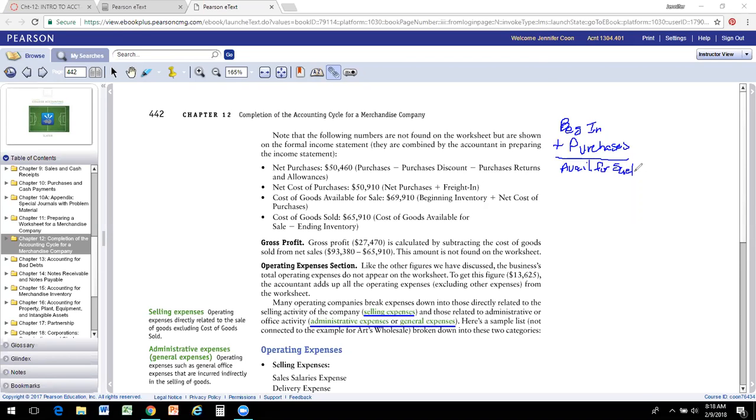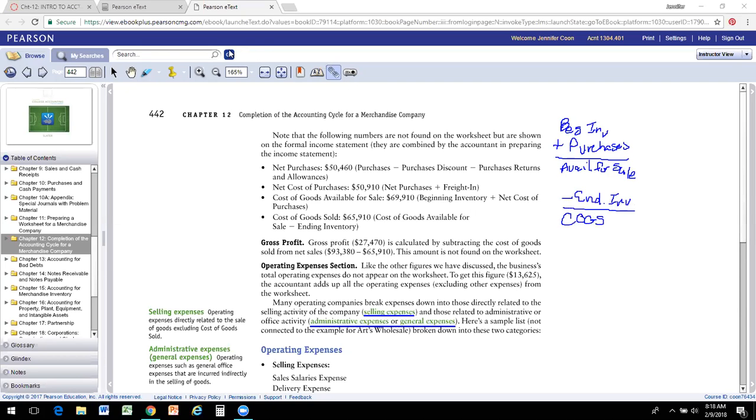Then we go in, oh, I totally misspelled sale. Let me erase that. Okay, so let's go in and do sale. Okay, so available for sale, and then we subtract out ending inventory. So subtract out ending inventory, and that gives us what I call cost of goods sold.